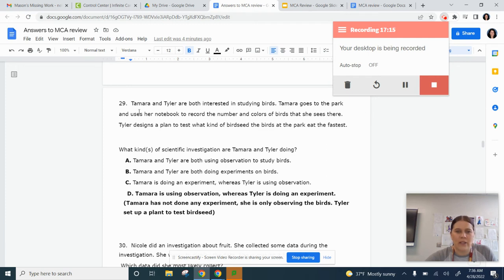Tamara's using observation because she's just going and observing with her eyes, seeing the number and colors of birds. Tyler is actually designing a plan to test. So he's doing an experiment. 29 is D.